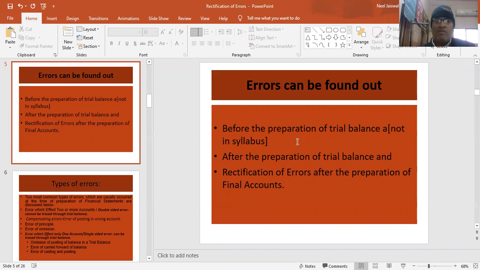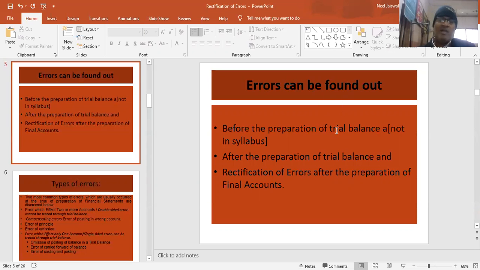Number one, before the preparation of trial balance. Then, while preparing trial balance, that is after the preparation of trial balance. Next, after the preparation of final accounts, everything is over, and then we find some errors. When the trial balance is over, then we are getting errors. While preparing trial balance, just before trial balance, we are getting errors.